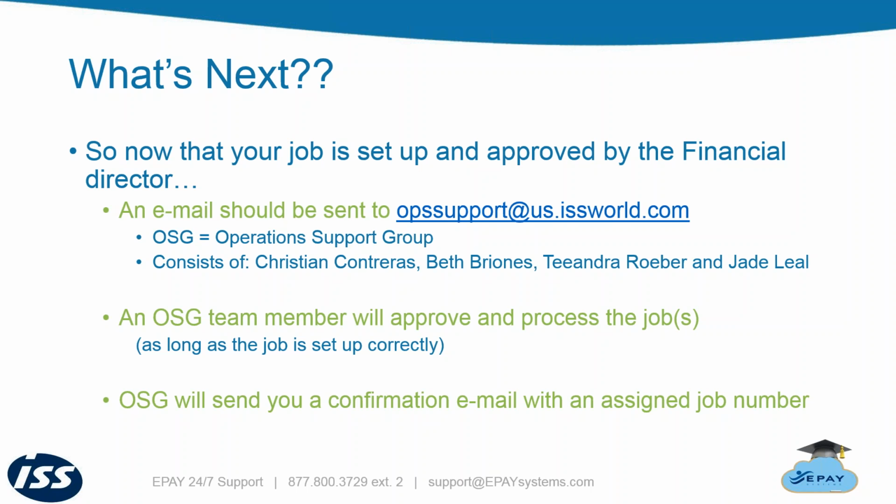So once an email has been sent, we basically just need a screenshot of which jobs you're asking to be approved, or the job name, something to help us flag which jobs you're looking to be completed and processed. So we will approve and process the job as long as it's set up correctly. If not, we'll have to reject the job and have you make any necessary corrections. But if the job looked great and we were able to complete the setup successfully, we will send you a confirmation email with an assigned job number.